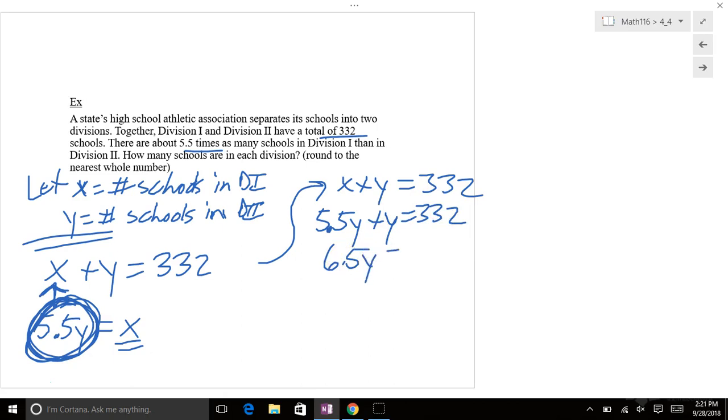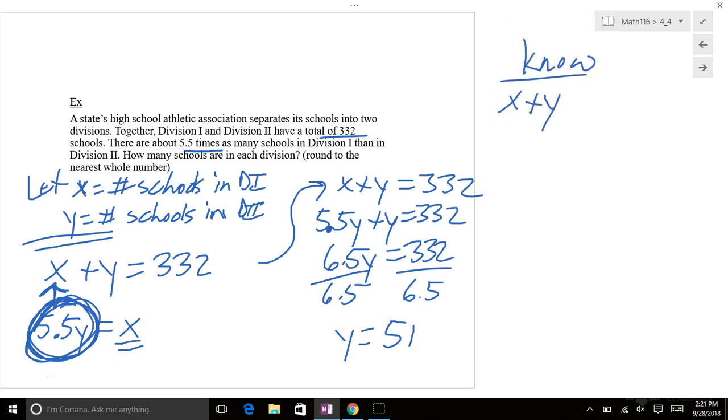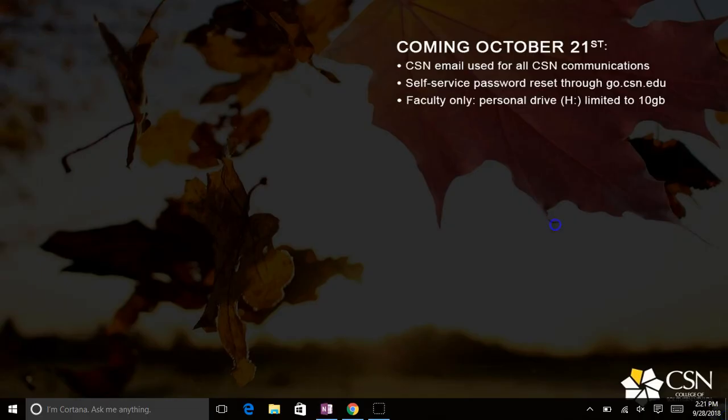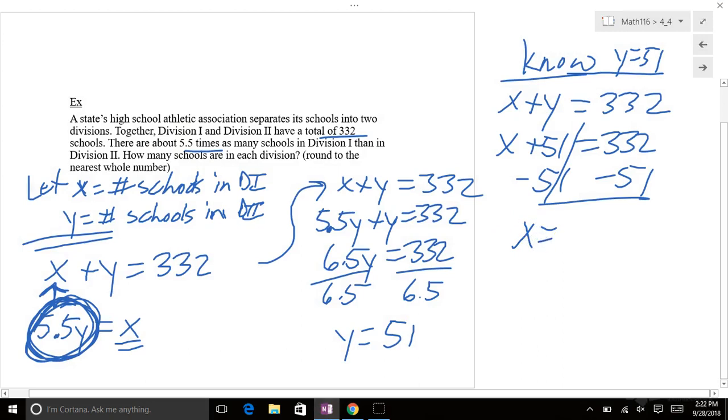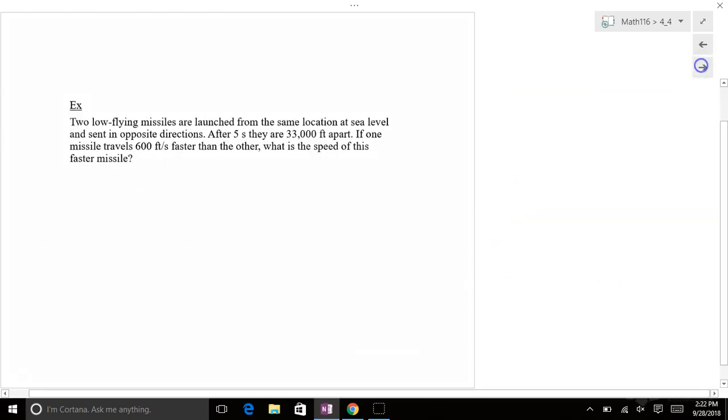So 6.5y, once we add those two up, equals 332. Then we take 332 divided by 6.5, and we get approximately 51, by the way, 51.077. We've got to round it, as it says, round to the nearest whole number. So 51 is the number of schools in Division 2. Since we know there's a total of 332, x plus 51 equals 332. Subtract 51 from both sides and you end up with 281. So there's 281 Division 1 schools and 51 Division 2 schools.